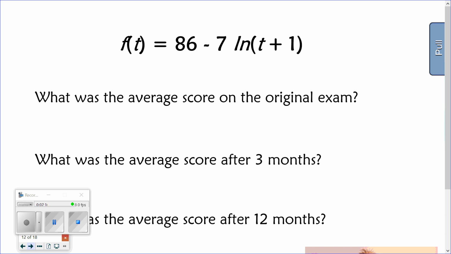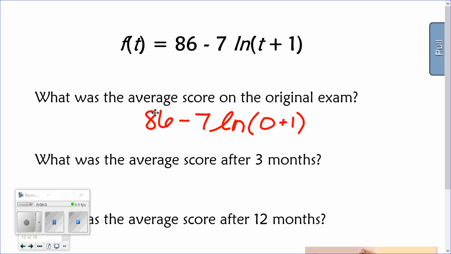What was the average score on the original exam? How do you figure it out? On the original exam, what would the number of months be? T stands for 0 to 12. So it would be 0. So the original, the initial, like ground zero, that's going to be a 0. So let's go ahead and figure that out. 86 minus 7 times the natural log of 0 plus 1. Obviously, you wouldn't have to put the 0 in there.